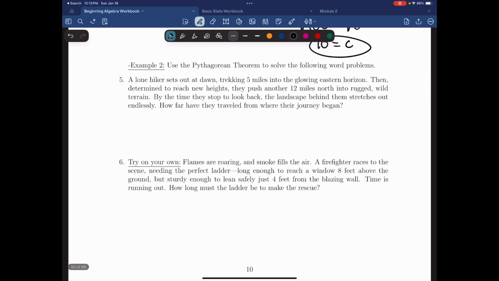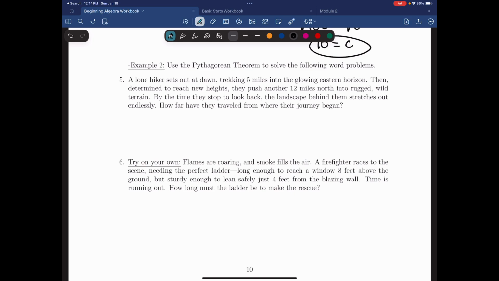So for the last couple examples of the section, we're just going to use the Pythagorean theorem to solve some word problems. So for example, number 5, we have a lone hiker sets out at dawn, trekking 5 miles into the glowing eastern horizon. Then, determined to reach new heights, they push another 12 miles north into rugged, wild terrain. By the time they stop to look back, the landscape behind them stretches out endlessly. How far have they traveled from where their journey began?